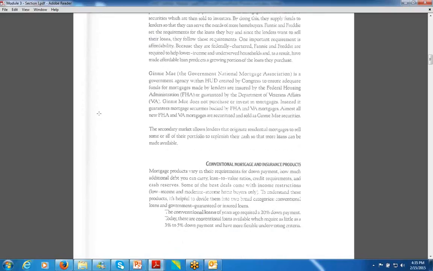Okay, now the other thing that I want to talk about on this page, that you'll see on subsequent pages, is the Federal Housing Administration and the Department of Veterans Affairs, the VA. The Federal Housing Administration and the Department of Veterans Affairs are parts of the U.S. government, and they do not lend money. They are not lenders. They are not servicers.